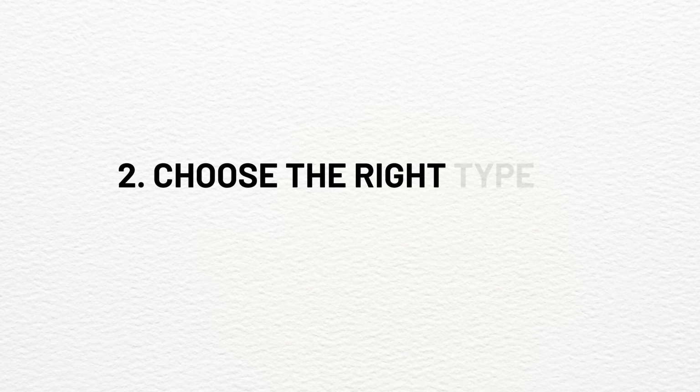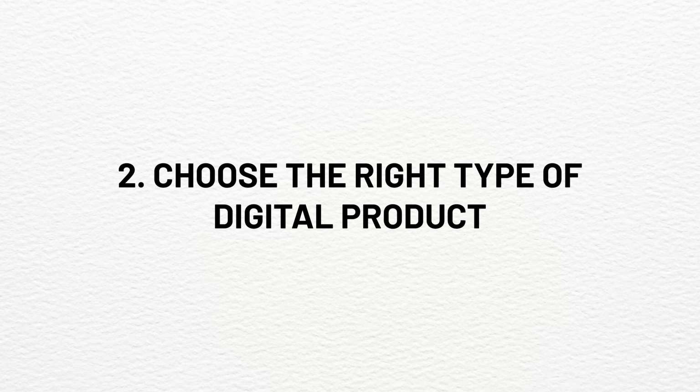Now, the second step is to choose the right type of digital product. Now, once you've identified your niche, it's time to decide on the type of digital product you want to create and sell. Now, these decisions will align with your skills, your expertise, and what your audience needs. Now, here are some popular types of digital products you can consider.